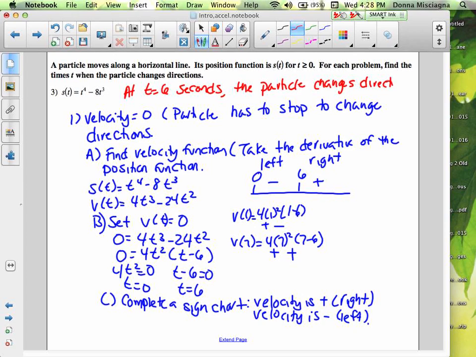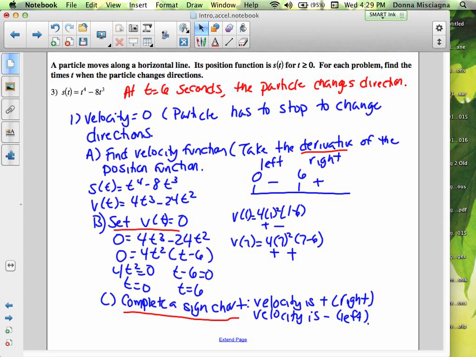So to determine when something changes directions, you're going to take the derivative. You're going to set the derivative equal to 0 and solve. And then you're going to complete a sign chart. Here we only had one solution, so we only have one opportunity to change directions. If you have more zeros to your velocity function, your particle may change directions more often. All right, so I hope this one made sense. Let's go take a look at another problem.